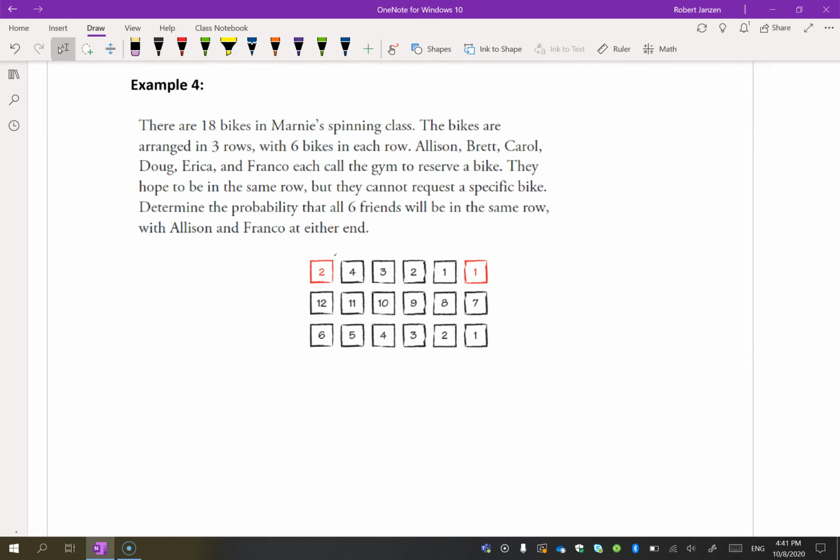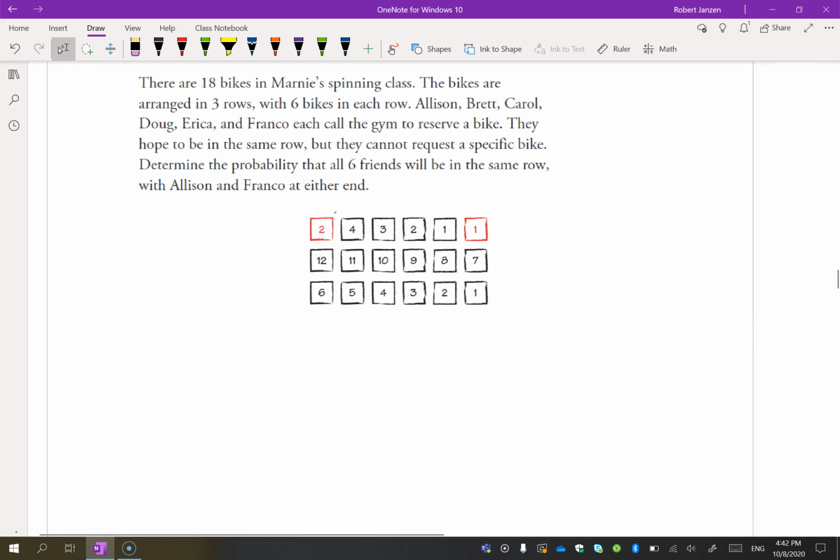Okay. Last example for this lesson. There are 18 bikes in Marnie's spinning class. The bikes are arranged in 3 rows with 6 bikes in each row. Allison, Brett, Carol, Doug, Erica, and Franco each call the gym to reserve a bike. They hope to be in the same row, but they cannot request a specific bike. Determine the probability that all 6 friends will be in the same row with Allison and Franco at either end. Wow, that's quite the question.